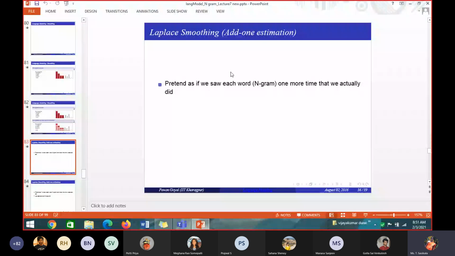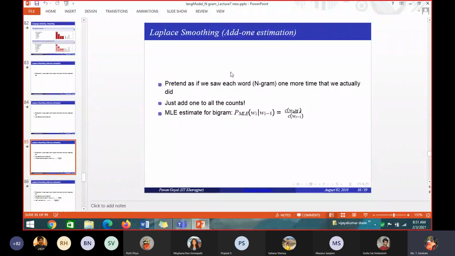Pretend as if we have seen each n-gram, each word, one more time than we actually did. So 0 times means we pretend it is 1 time; if it is 1 time, we treat it as 2 times, then 3. That is what I have to do: just add 1 to all the counts.